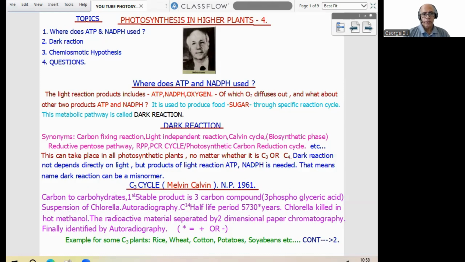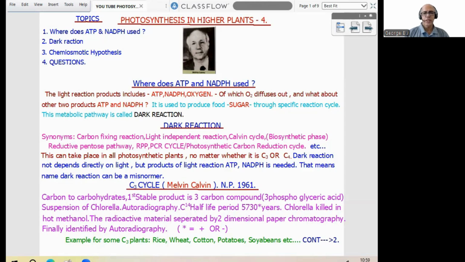And this can take place in all photosynthetic plants, no matter whether it is C3 or C4 or even C2. The basic reaction will take place in all such plants. The dark reaction does not depend directly on light, but the products of light are absolutely needed, mainly ATP and NADPH. That means the name dark reaction can be a misnomer. I think up to that it is clear to all of you. Now we can proceed to the C3 cycle.